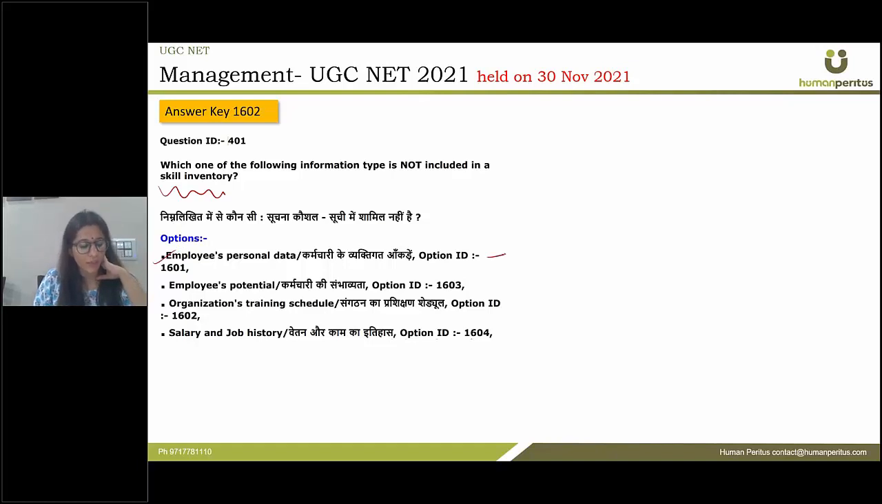Obviously, this would be included in the inventory. Second one is the employee's potential. Obviously, it would be included. The salary and job history. Now see this one, 1602, organization's training schedule. There is no need to include this in the skill inventory because it has no relation with the employee's skill set. So organization's training schedule can in one go be marked as the correct option. So 1602 is the correct answer for this.